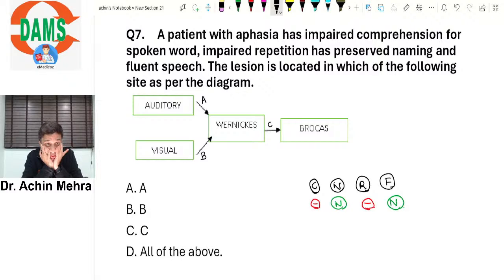Impaired comprehension for spoken words, impaired repetition, preserved naming and fluent speech. The patient isn't deaf, but he is deaf to words. Pure word deafness. Correct. And then finally, the answer is A. The damage is over here. Okay. Simple.